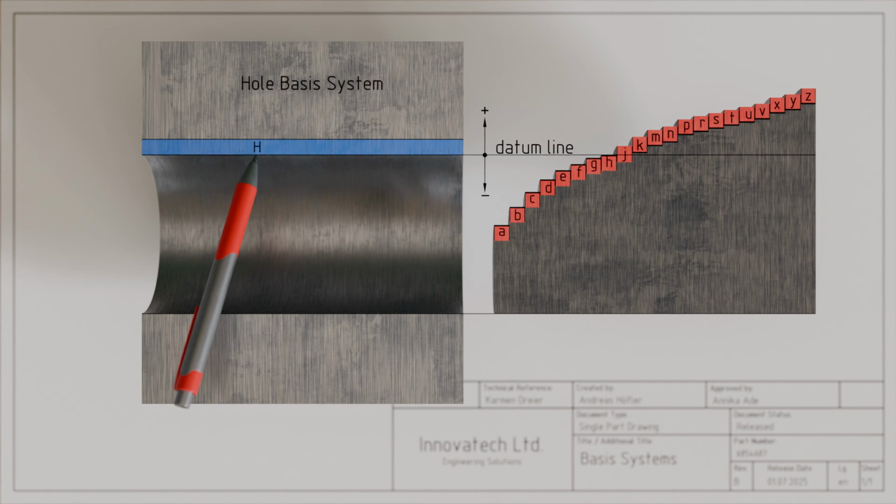Remember, when applying the hole basis system, the holes uniformly receive the fundamental deviation H. The lower deviation is in this case always 0, so that the minimum dimension of the bore always corresponds to the nominal size.